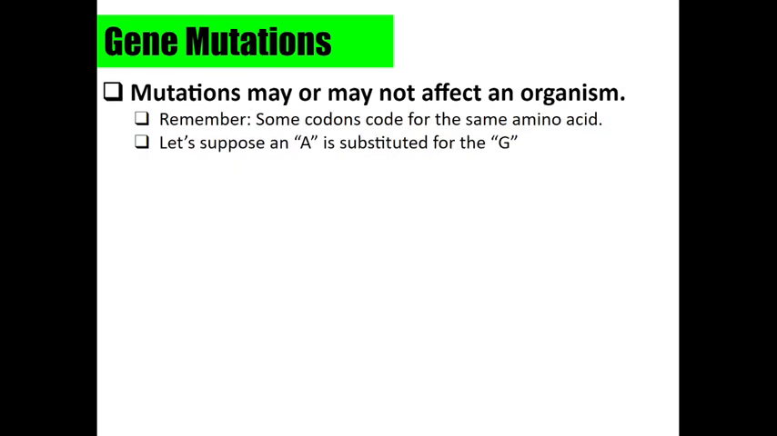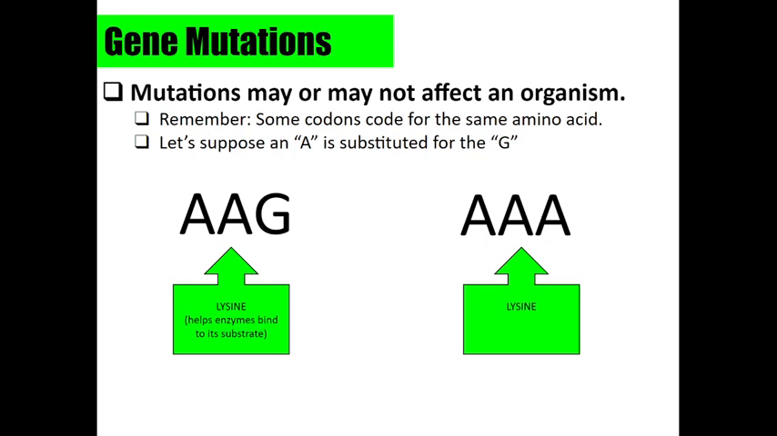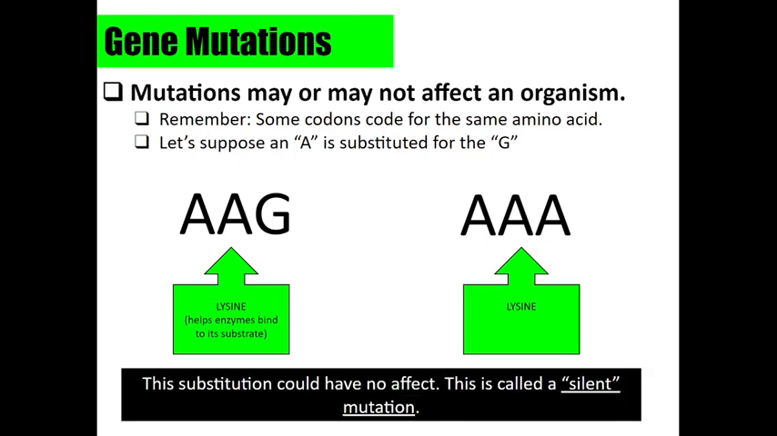Now, remember that some codons code for the same amino acid. So let's suppose that an A is substituted for the G. Let's look at AAG, which once again codes for lysine that helps bind enzymes to its substrate. But now we have AAA. This also codes for lysine. So this substitution could have no effect. This is what we call a silent mutation.